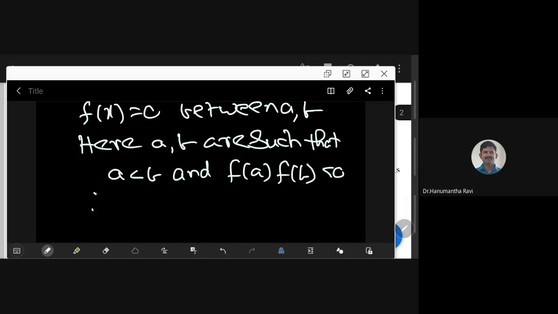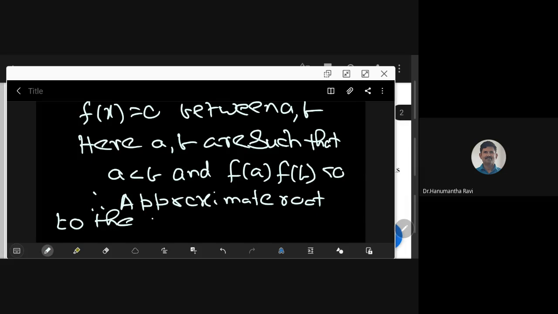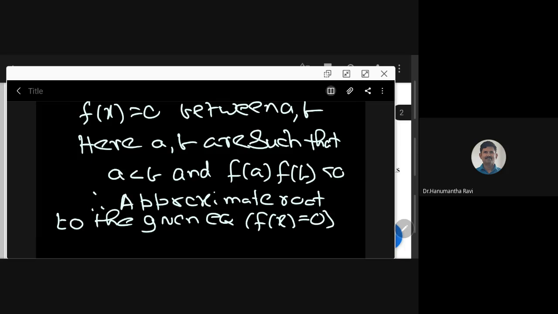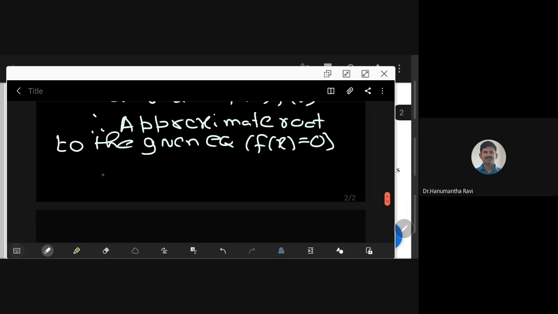Okay. So in that case, we can say that an approximate root to the given equation f of x is equal to 0 is x star, I say the approximate root, A plus B by 2. This is the idea behind the bisection method.